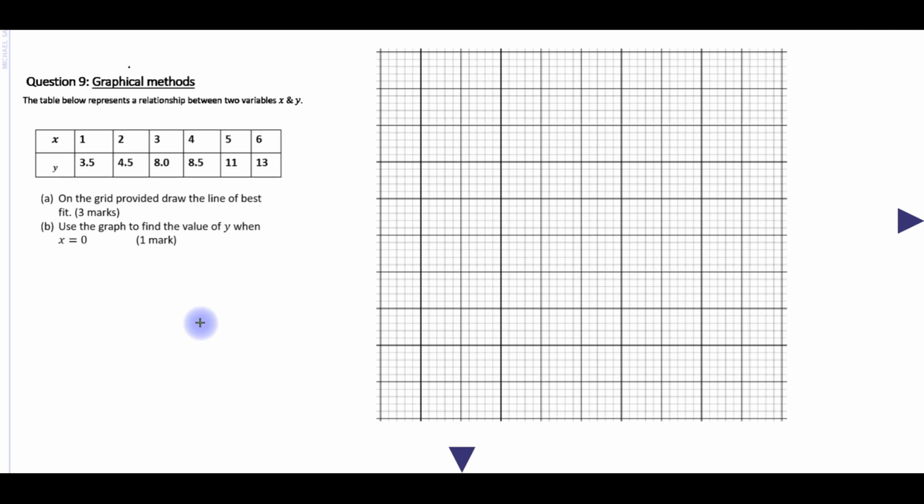Now, we need to draw the axes. And before we draw the axes, we need to check the maximum value of x, which is up to 6. That will be on the x-axis. And then for the y-axis, the maximum value is 13. Let me count the boxes: 1, 2, 3, 4, 5, 6, 7, 8, 9, 10. Since this is 13, for the y-axis, one big square will represent 2, so that it can fit well. For the x-axis, no problem, one big square will represent 1 unit.